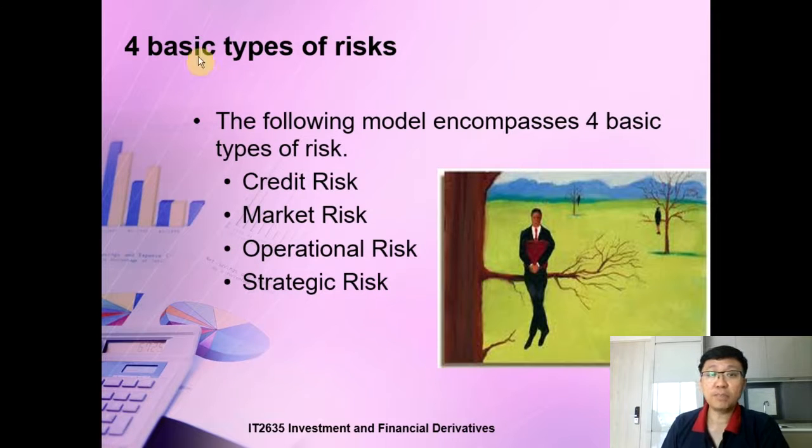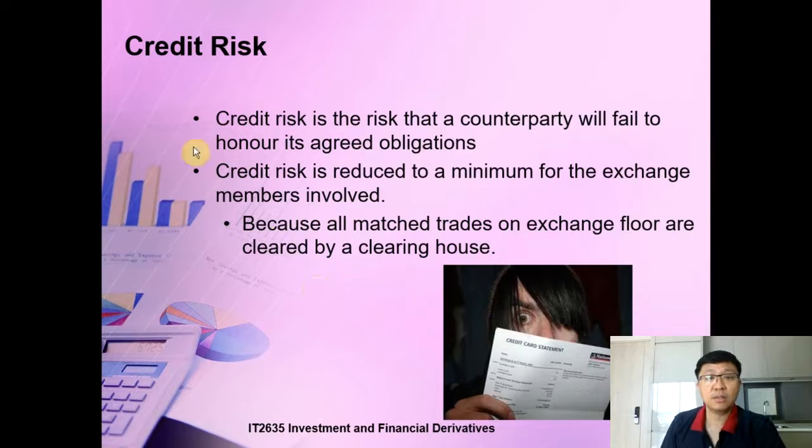So there are four basic types of risk. We're going to talk about the four basic ones: credit risk, market risk, operational risk, and strategic risk. These are the number of risks that can happen. So let's take a look at the first one: credit risk. Credit risk is the risk where your counterparty fails to honor the agreement, right?